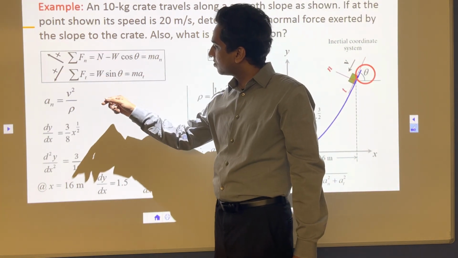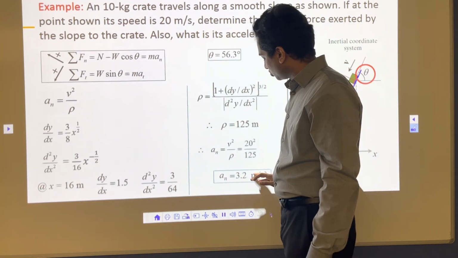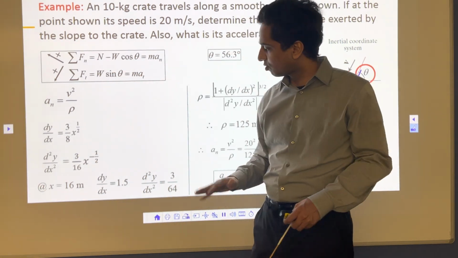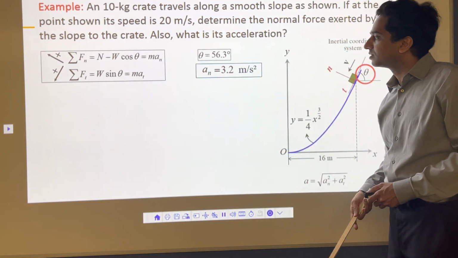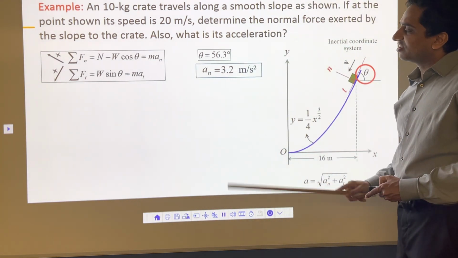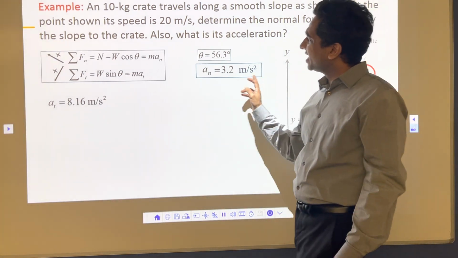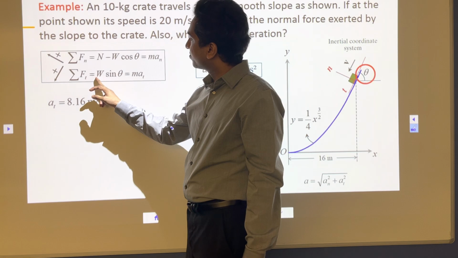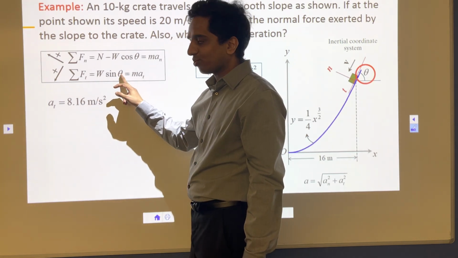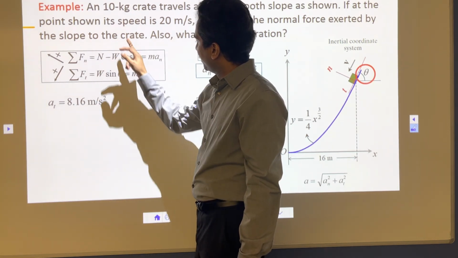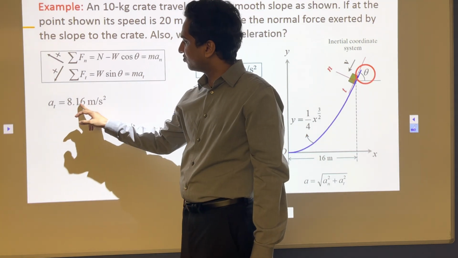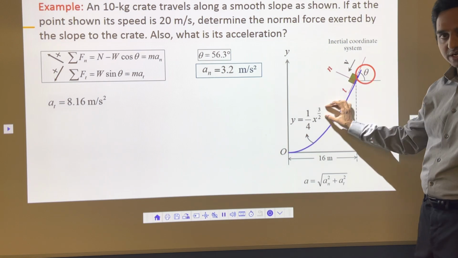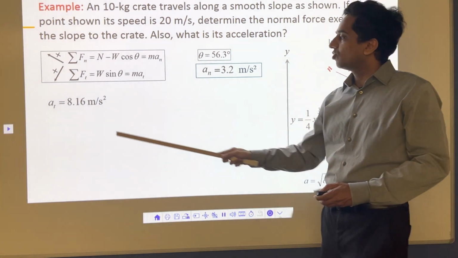You can calculate normal. So now if you want, you can pause it, put that 3.2 here, calculate normal, calculate at and get the acceleration. If you don't want, I'm going to continue with this problem. So I have normal acceleration, and then I'm going to solve this part. W sine, W is 98.1 into sine 56.3 is equal to mass 10 into at. So a tangential acceleration will come 8.16. So it's coming down. This acceleration here tangentially is 8.16.